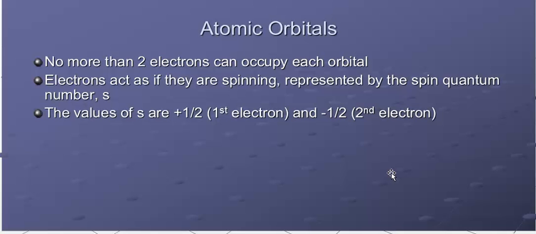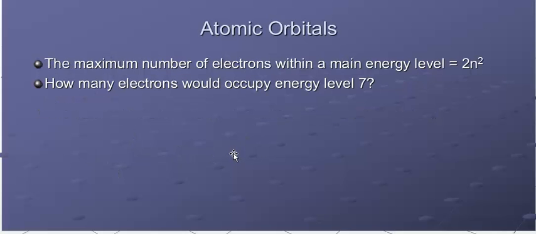Okay, so the orbital where you're likely to find an electron, no more than 2 electrons can occupy an orbital. And electrons act as if they are spinning, which gives us the 4th quantum number, S. S can be positive 1/2 or negative 1/2, depending on the spin of the electron. So you have 4 quantum numbers that completely describe where an electron is likely to be within an atom. N, L, M, S.